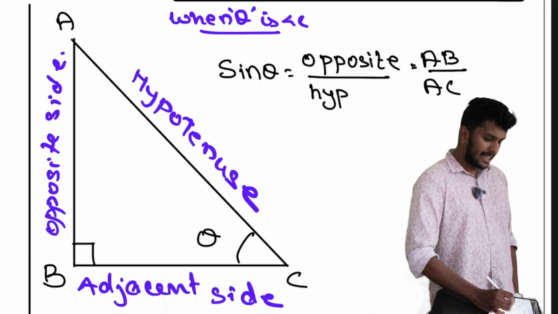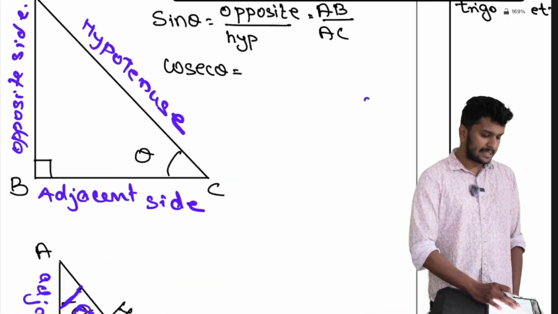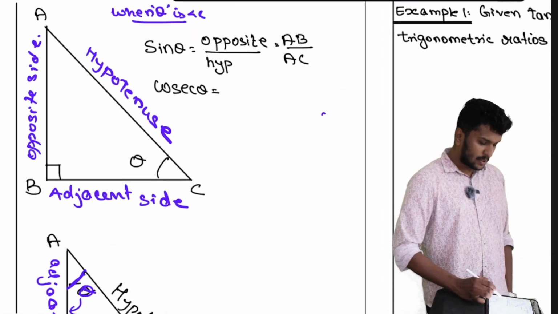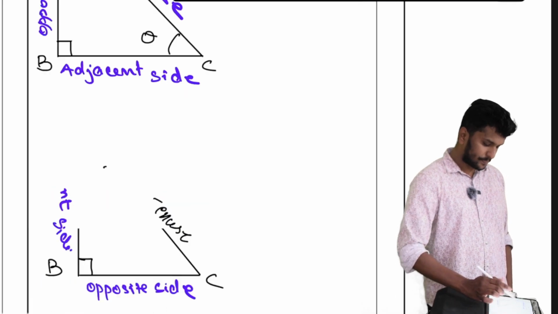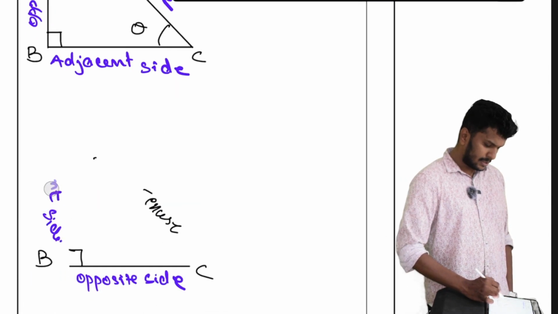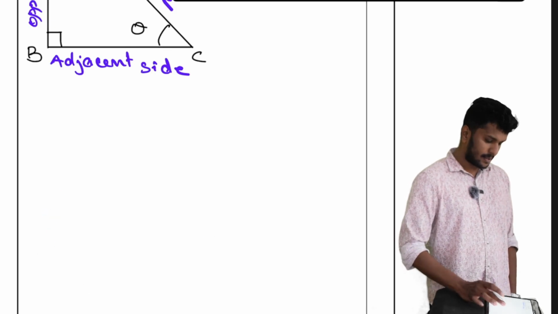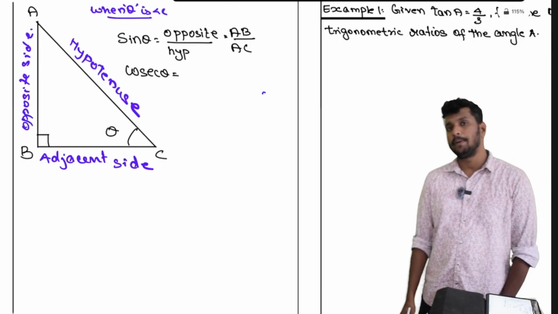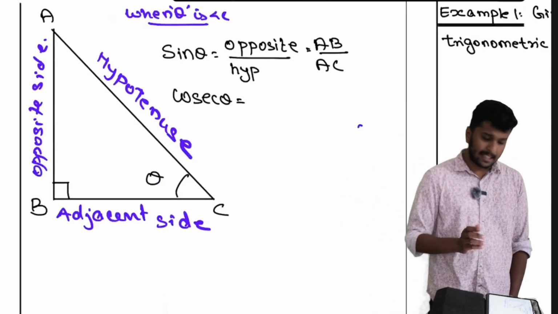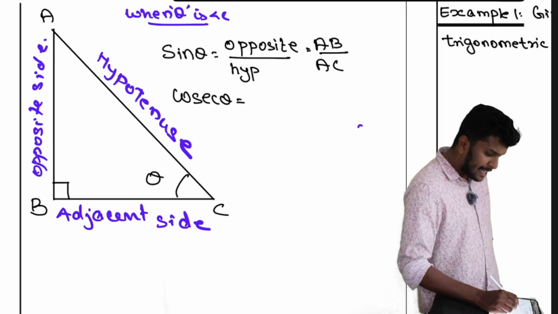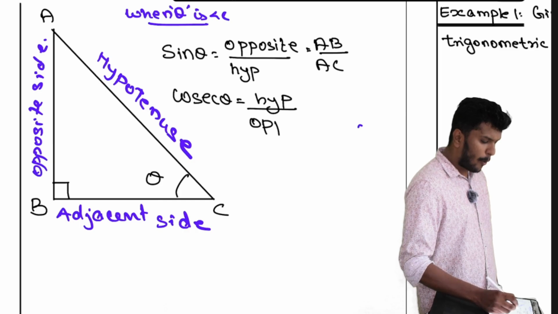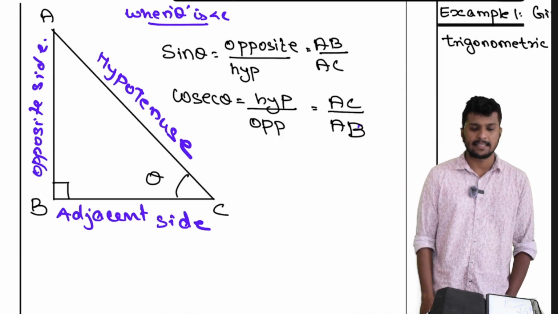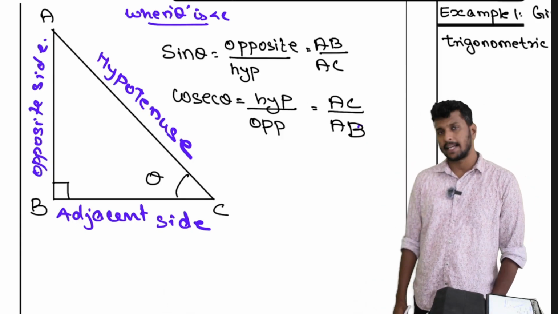Now listen, its reciprocal is cosec theta. You all know that the reciprocal of sin theta is cosec theta. So what will the cosec theta value be? Cosec theta is the reciprocal of sin theta. Since sin theta is opposite by hypotenuse, the reciprocal will be hypotenuse by opposite side, which is AC by AB. This is how you understand the trigonometric ratios based on sides.